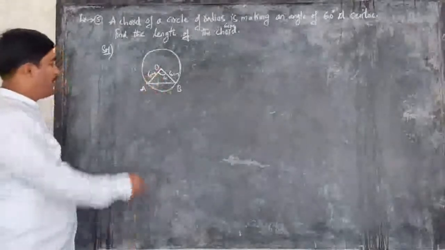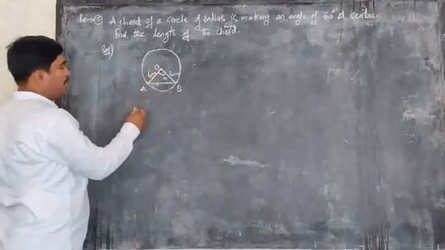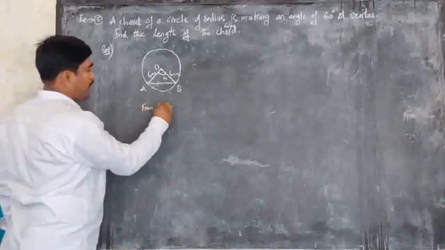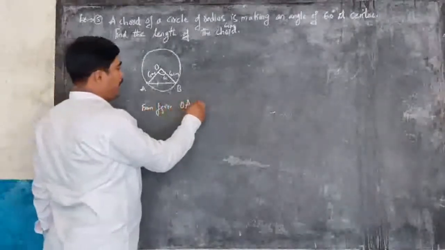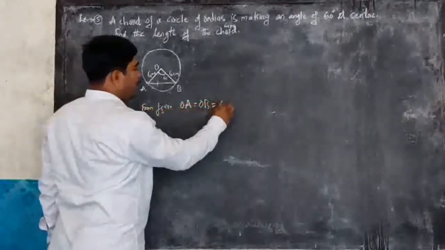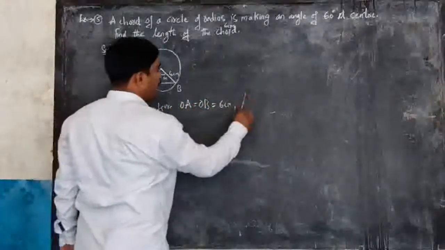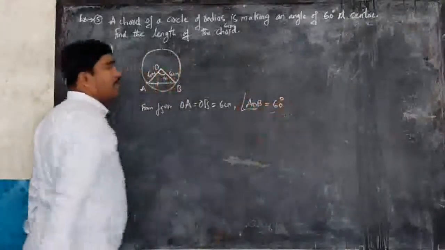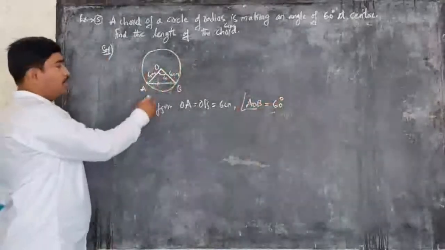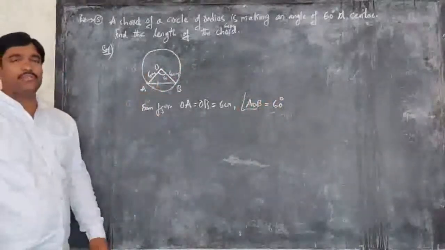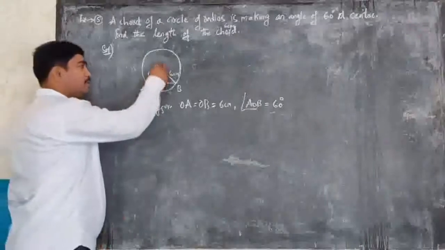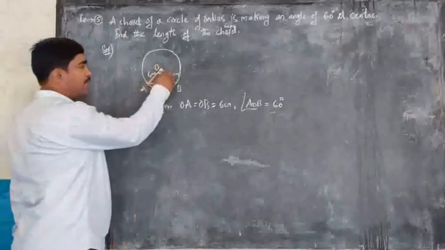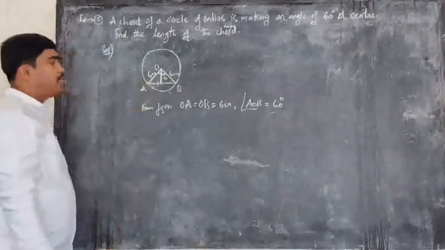First I'll go with the given. What is the given from the figure? From the figure, OA equal to OB equal to 6 centimeters, angle AOB is equal to 60 degrees. These are the given. Now here I need to find out the values. For that, I know the concept of a right angle triangle. For that, I will bisect this angle O.